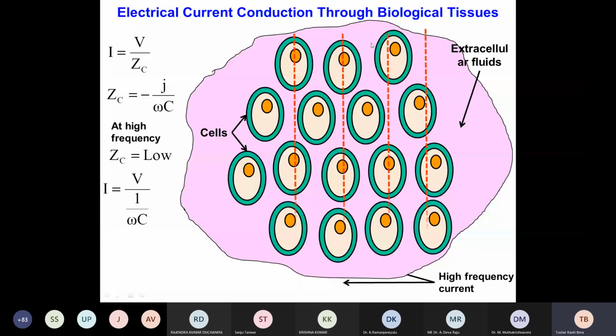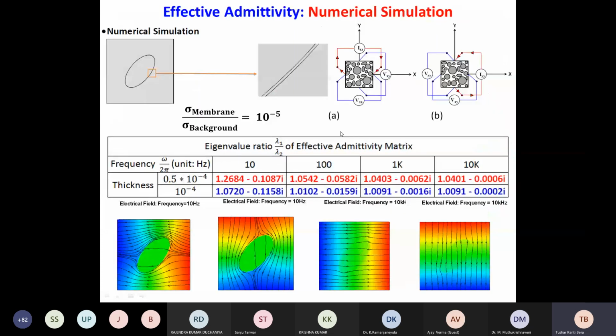So at high frequency, current will pass through the extracellular fluid as well as the cells. If we inject current and tune the frequency as per the current conduction property of cells and tissues, then we will be able to measure either the impedance of only the extracellular fluid, or the extracellular fluid as well as the cells. If we subtract those, we will get an idea about the extracellular fluid impedance as well as the cell impedance. That type of phenomenon can also be understood in computer simulation.